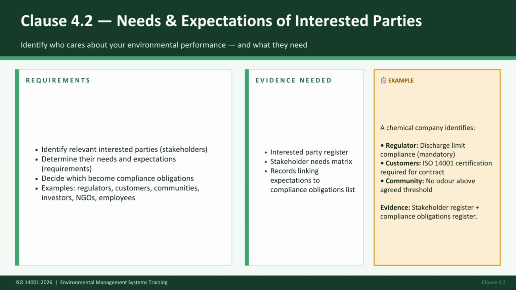If a customer wants you to reduce your carbon footprint, that might be voluntary at first. But if a regulator says you must measure your emissions monthly, that is mandatory. The output of this clause is an interested party register and a link to your compliance obligations list, which we will cover in clause 6.1.3.